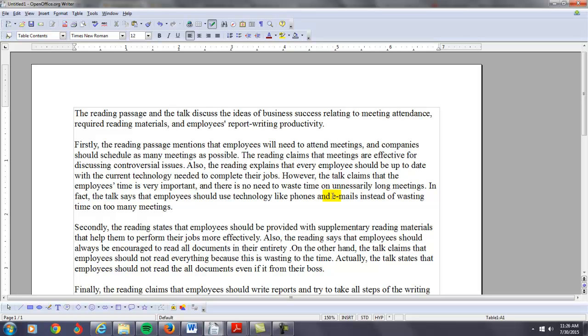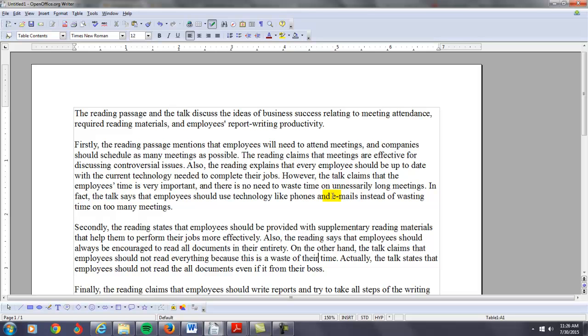Also put this in your notes. Be more concise in your writing. That's another thing you can improve on. Okay, let's keep going. On the other hand, the talk claims employees should not read everything because this is a waste. I'll change it here. This is a waste of their time.